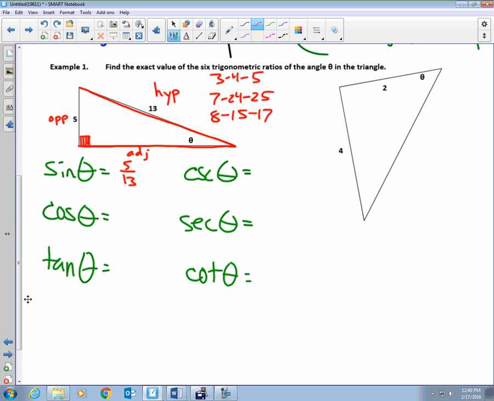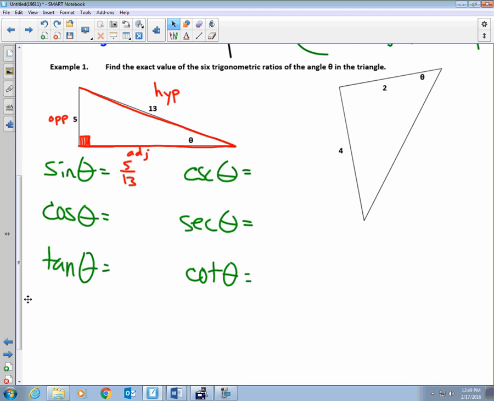And any multiple of them works as well. So if you're to divide these in half, the 1.5, 2, and 2.5 works as well. So any multiple of those triples work. So there's all sorts of Pythagorean triples. We won't bore you with that.